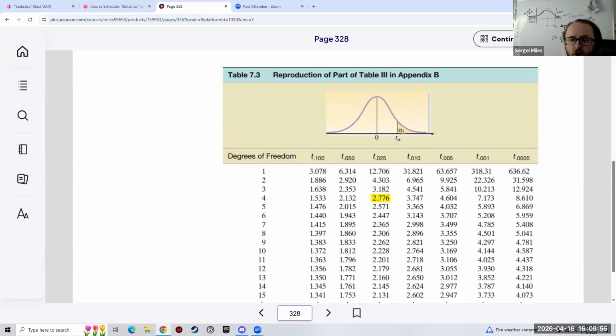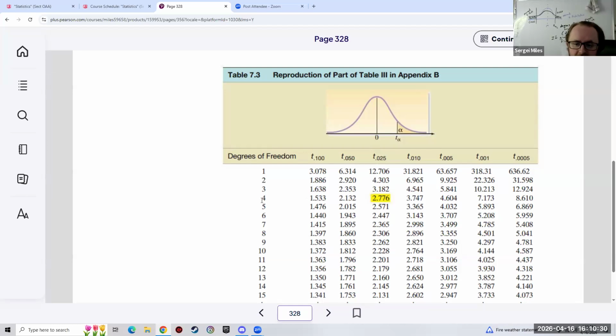Now the picture here is only showing one tail. Don't let that confuse you. The alpha here for our question was 5%, but in this picture, this is the alpha for one of the tails, okay? For our purposes, we know the right tail is supposed to be 0.025. So we're looking at the column where I have t subscript 0.025. That's the column I want in order to have 95% confidence.